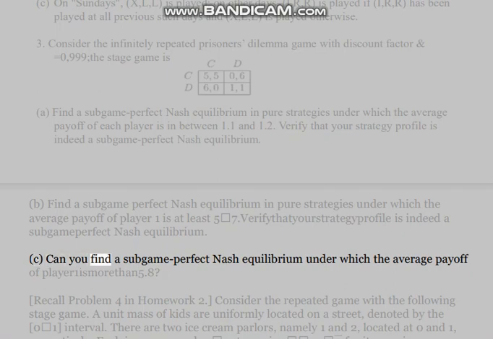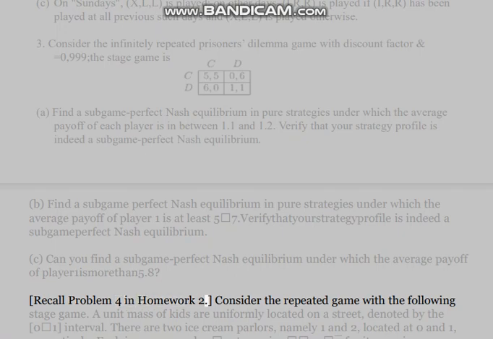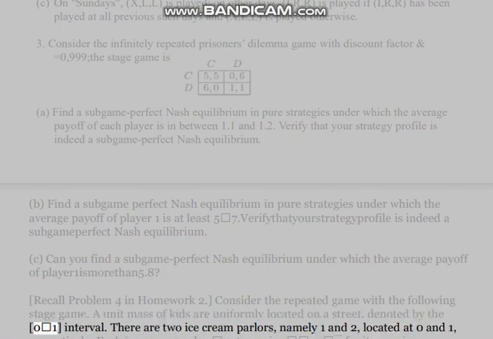C. Can you find a subgame perfect Nash equilibrium under which the average payoff of player 1 is more than 5.8? Recall problem 4 in homework 2. Consider the repeated game with the following stage game. A unit mass of kids are uniformly located on a street, denoted by the 0-1 interval. There are 2 ice cream parlors, namely 1 and 2, located at 0 and 1, respectively.